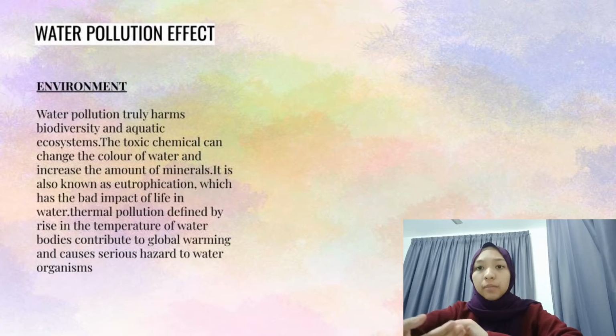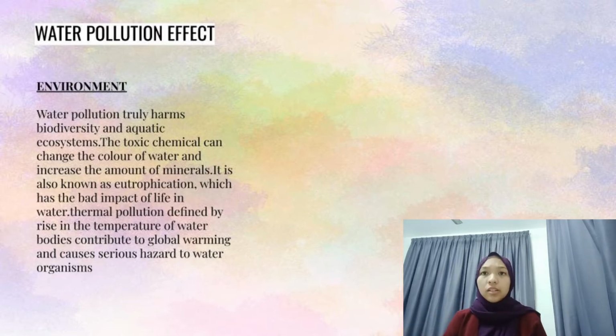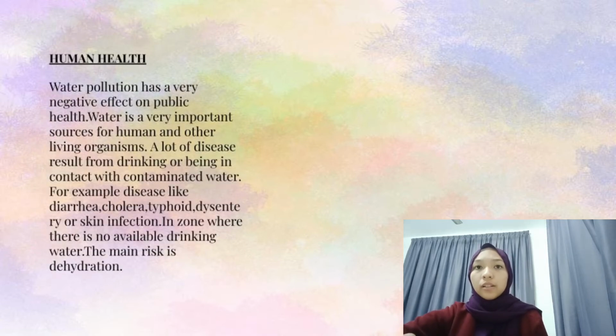The toxic chemical can damage the color of the water and increase the amount of minerals, also known as eutrophication, which has a bad effect on life in the water. Thermal pollution, defined by a rise in temperature of water bodies, contributes to global warming and causes a serious hazard to water organisms. As for human health, water pollution has a very negative effect on public health.